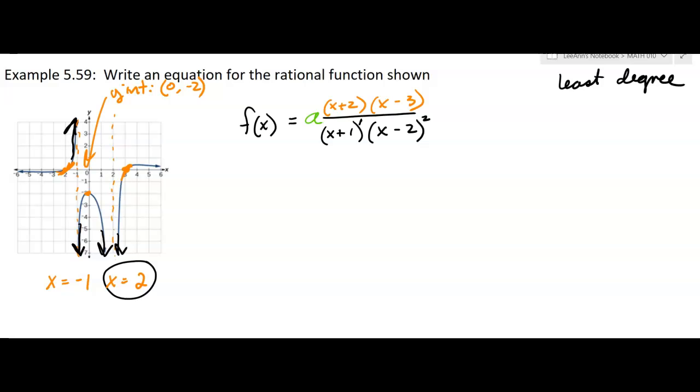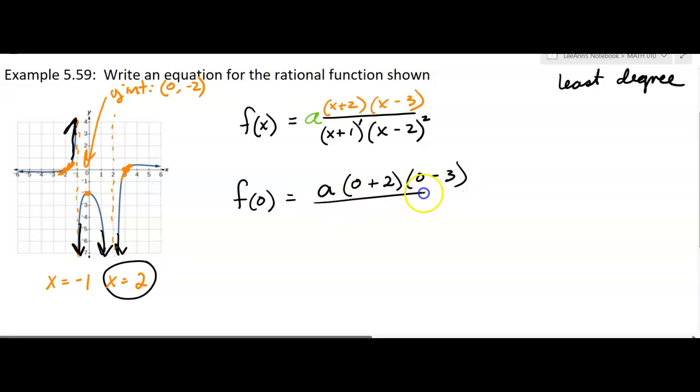So because I know the y-intercept, I can say f of 0 is equal to a, whatever that is, times (0 plus 2)(0 minus 3) over (0 plus 1)(0 minus 2) squared. So then when I figure that out, I know f of 0 is -2. I don't know what a is. In the numerator, I'm going to get a -6. In the denominator, I'm going to get 1 times 4. So I get something like that. That's kind of messy, but I'll fix it.